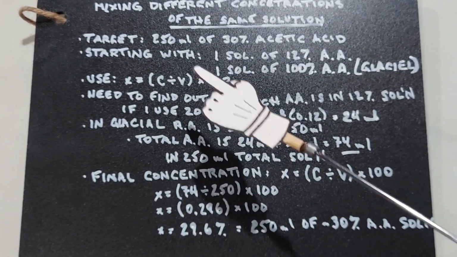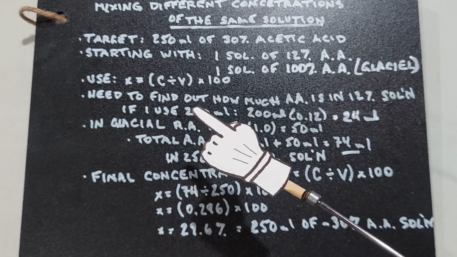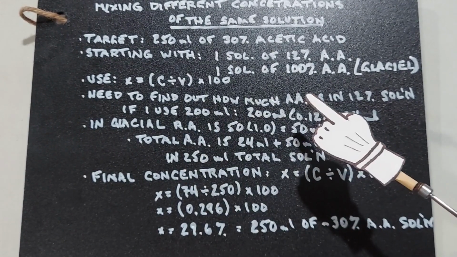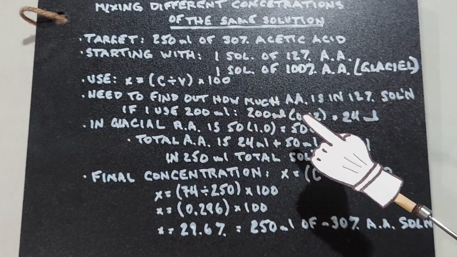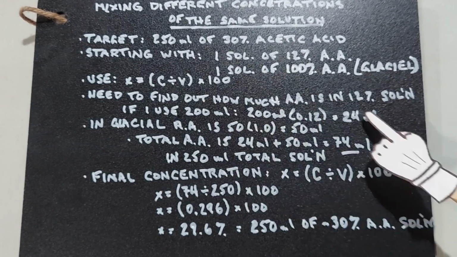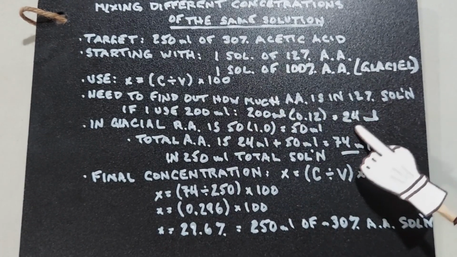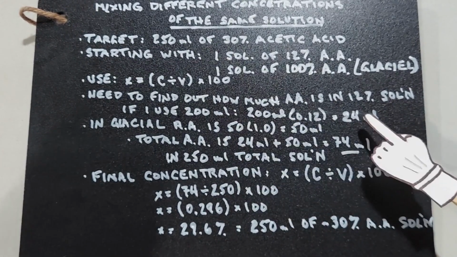That way, to get the 250, I only need to use 50 milliliters of the glacial acetic acid. So to find out how much acetic acid is in the 12% solution, 200 milliliters of it times 0.12 yields 24 milliliters. So in the 200 milliliters, we have 24 milliliters of glacial acetic acid inside of that, but it's, of course, diluted because of the water it's mixed with.